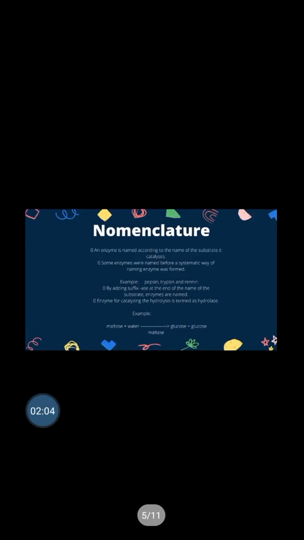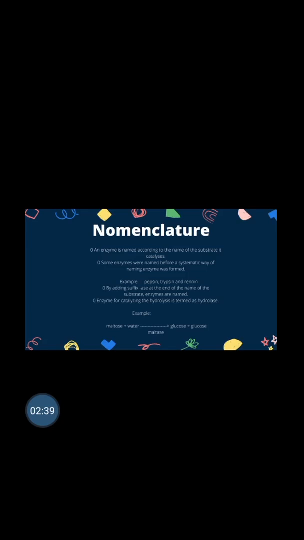Next, the nomenclature of enzymes. An enzyme is named according to the name of the substrate it catalyzes. Some enzymes were named before a systematic way of naming enzymes was formed. Examples are pepsin, trypsin, and renin. By adding the suffix -ase at the end of the name of the substrate, enzymes are named. Enzymes catalyzing hydrolysis are termed hydrolases.